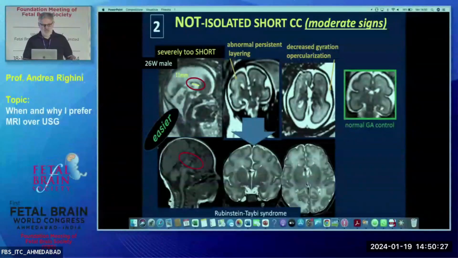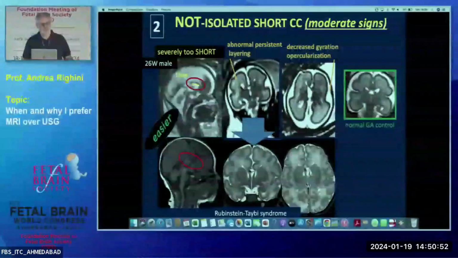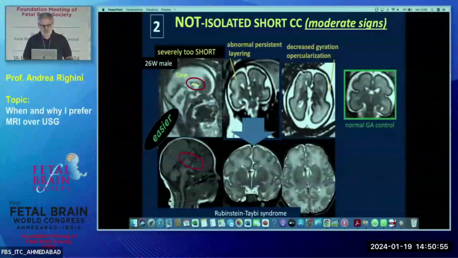On the other side, there are situations where interpretation of the data is a bit easier, because you have a short corpus callosum for sure, but what really helps you is to look around the corpus callosum. In this case, look at the layering. In order to look at the layering, you must compare with a normal template. You should always work with the normal template on your PC. You see there is a persistent layering at 26 weeks that should not be so remarkable. And also, as you can see, there is some deficit in opercularization.